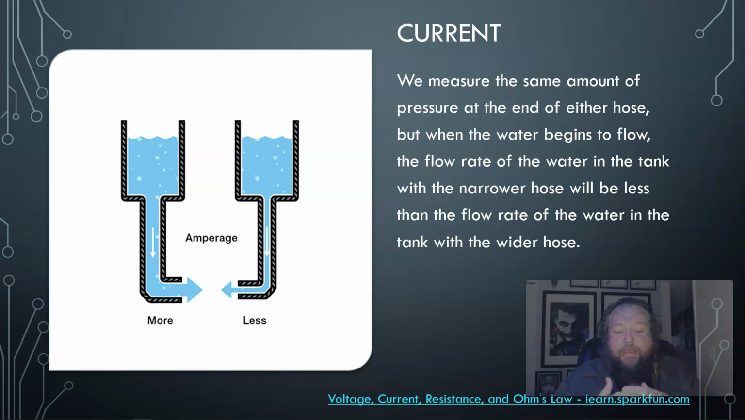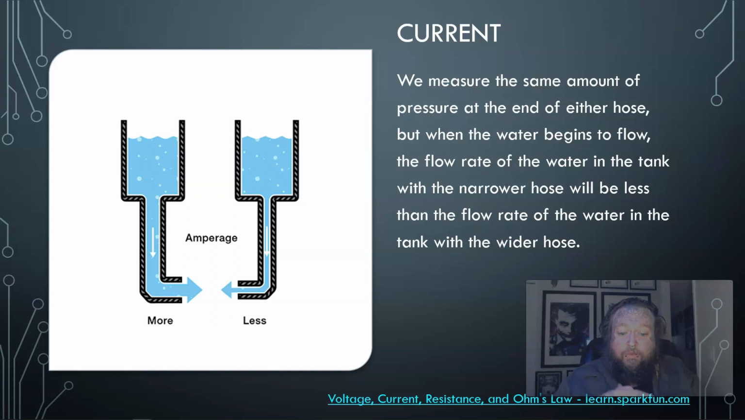We measure the same amount of pressure at the end of either hose, but when the water begins to flow, one will flow at a faster rate. So the idea is, we have the hoses, we have the tanks, we can get the same amount of pressure measuring that, which would be your volts, but the rate at which the water comes out would be different. You know this if you've used water guns or hoses: a large opening, the water's going to flow out, but the narrower you make it with that same amount of pressure, it's going to become a pinpoint and have more energy and flow faster from it.